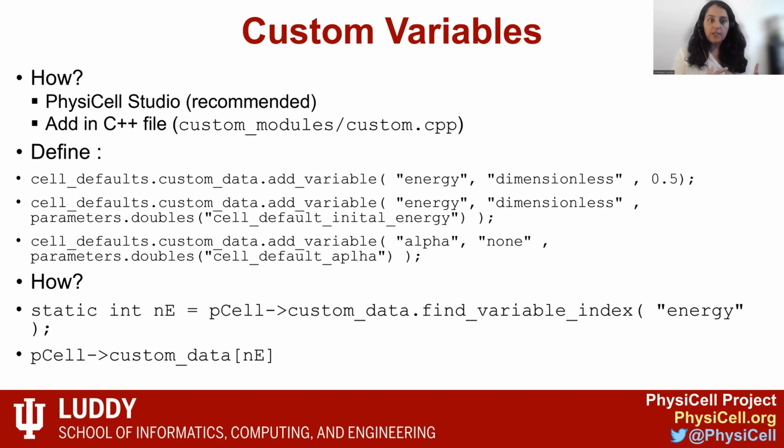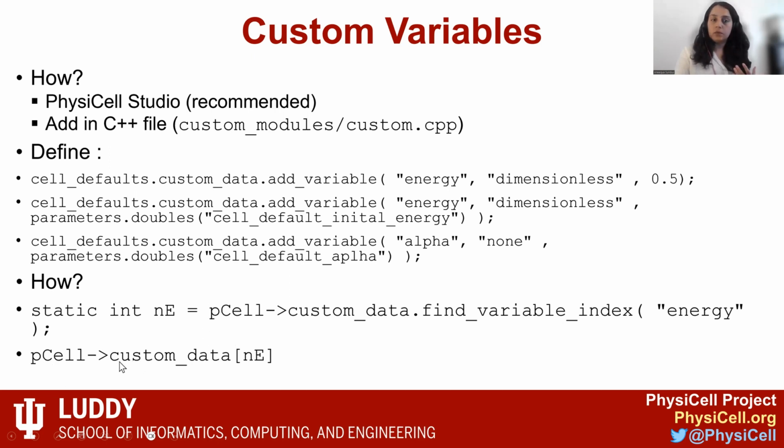And after that, whenever you need to access it, first you need to access the index of that variable. So you will go to the PCell. PCell is a pointer to the cell. You will get custom data, find variable index energy. So custom data is all the custom variables that are attached with that cell. And from there, you will find the index of energy and you will save that index.